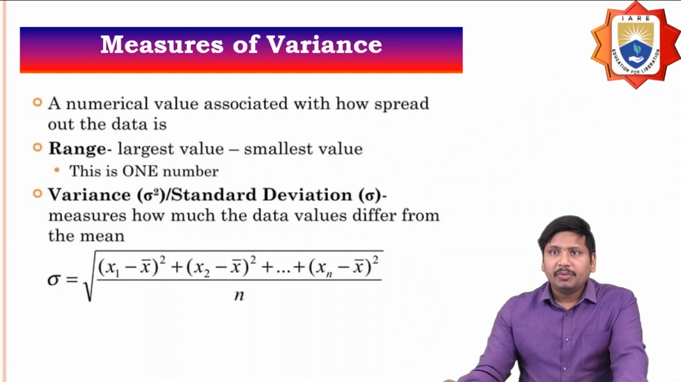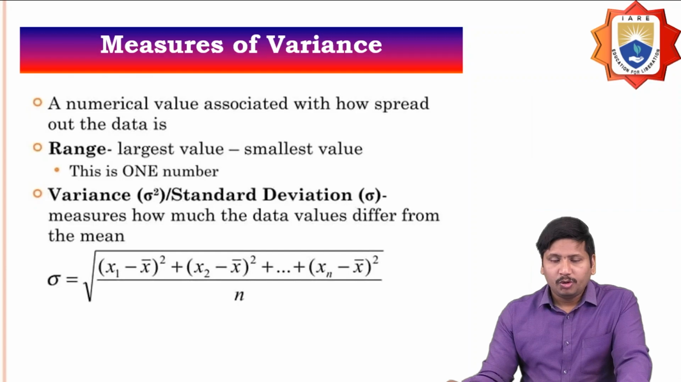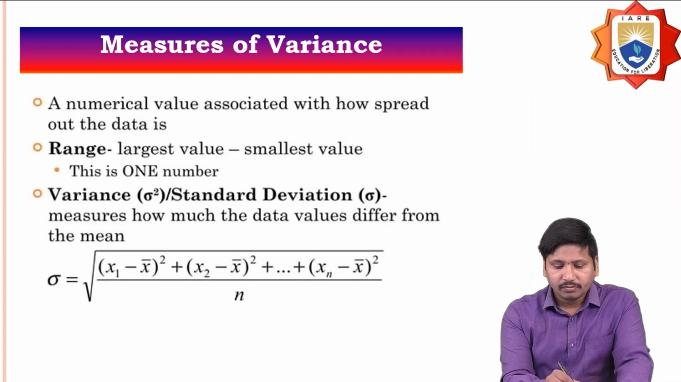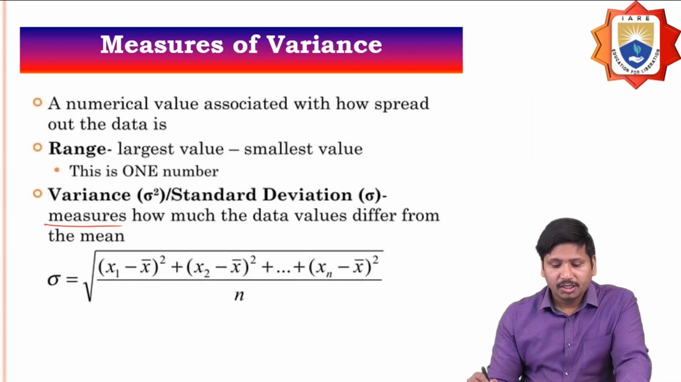So some of the measures of variation we are going to calculate. What is the equation for that? It gives a numerical value associated with how spread out the data is. Suppose the range is the largest value minus the smallest value, and the variance, which we also call the standard deviation. So how can I measure that?